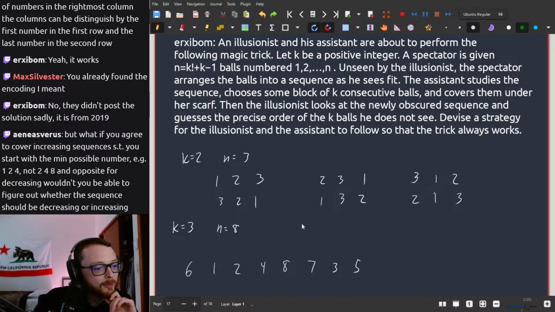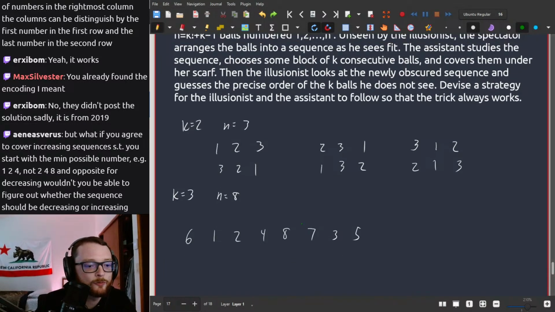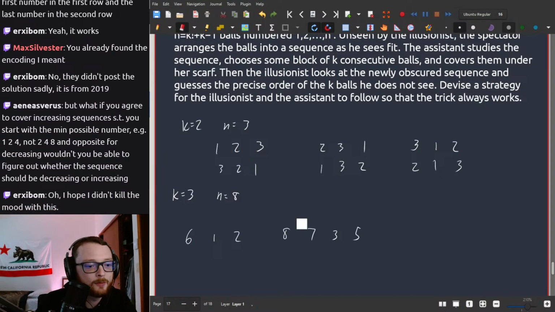What if you agree to cover increasing sequences such that you start with the minimum possible number? 124, not 248. And opposite for decreasing, starting with the maximum possible. We need to be able to figure out whether the sequence should be increasing or decreasing. It's a good question. So if I had this thing here, what if I kept everything the same and just swapped the 4 and the 1 though?